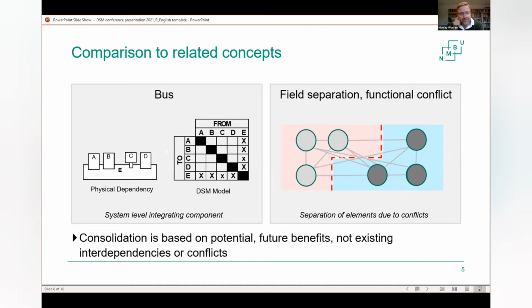And the reason is that a bus, for example, is defined based on the current task interdependencies. And that is not necessarily the case with consolidation decisions, because here we're talking about a need to consolidate roles or resources based on potential of future benefits, not on the existing patterns that you see in the DSM. And as for field separation and functional conflict, the consolidation is usually based on positive benefits that you want to achieve, not avoidance of negative outcomes, like in field separation and functional conflict.